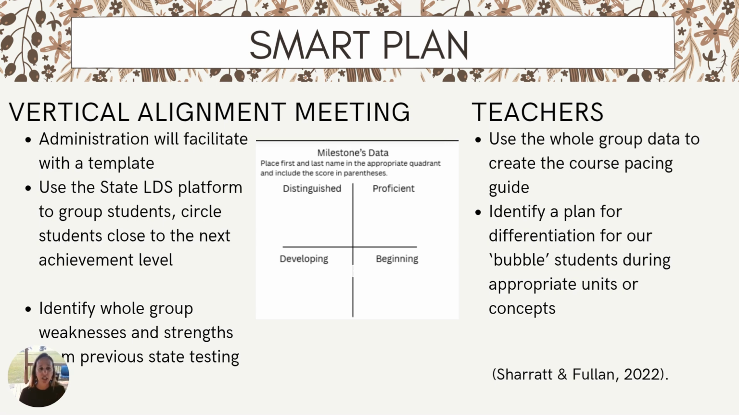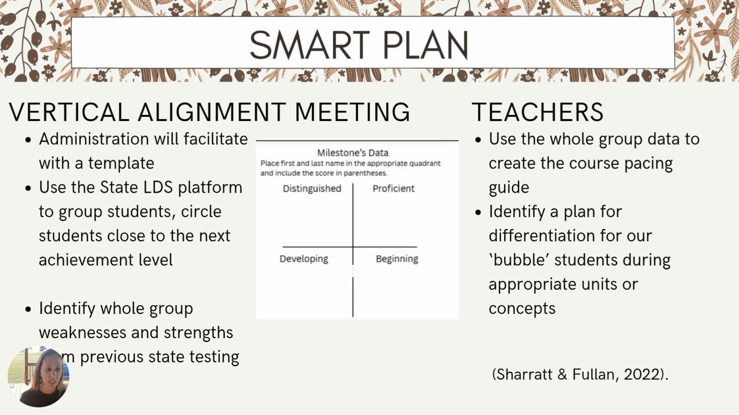Next, they're going to go and look at the whole group data. What are the weaknesses and the strengths from the previous state testing? So you may see that this whole classroom, this whole group, 70% of them were beginning learners in fractions, or beginning learners in functions and their relationships. And so teachers need to use that whole group data to create that course pacing guide. And that's what we want to see, those two things done at the beginning of the year.